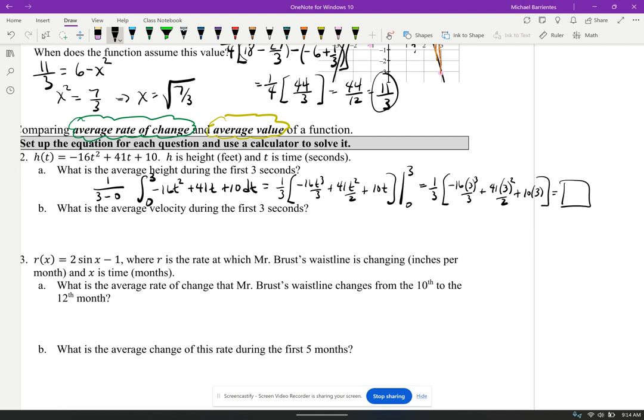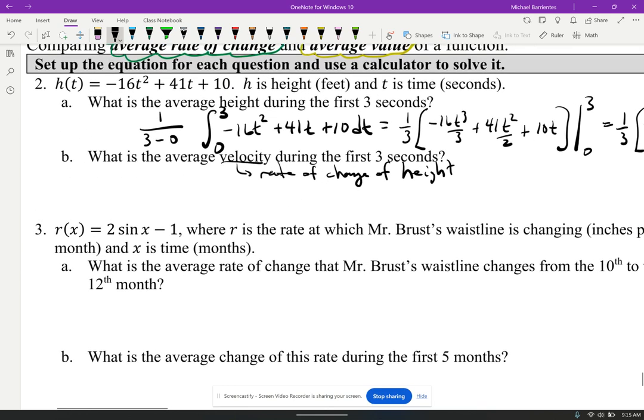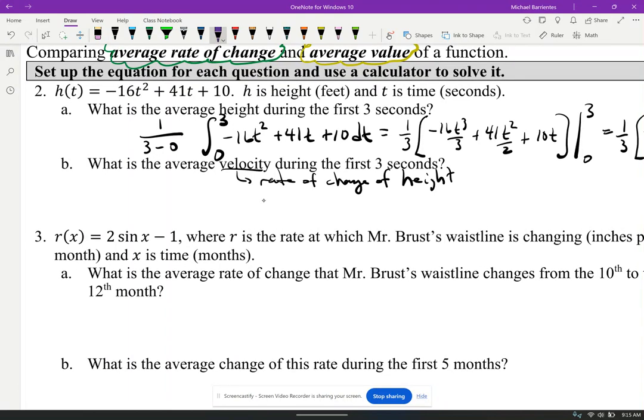That's different than letter B. What is the average velocity during the first 3 seconds? Well, now we're not talking about the height. Velocity would be the rate of change of the height, because it's telling me how fast the height is changing, right? So if I'm looking for the average velocity, I'm looking for the average rate of change of the height, which means we're going to use this formula.